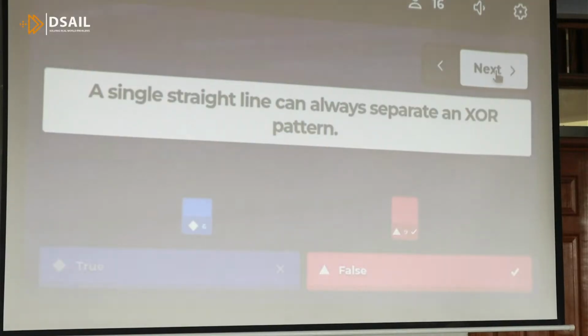A straight line can always separate an XOR pattern. XOR pattern is the first thing I drew there. And you say it's not linearly separable. So it's false.